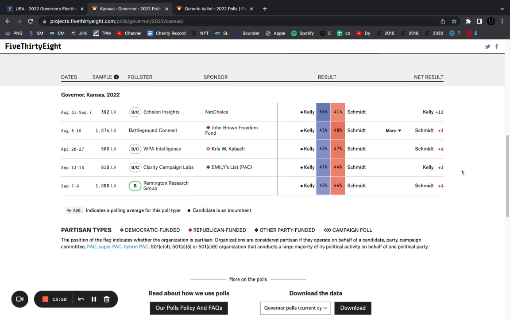I don't want to dismiss it, but it's also a Democratic poll, and you can say the same thing about these polls. Chris Kobach, a Republican candidate for maybe Attorney General, has Schmidt up by 4, and the John Brown Freedom Fund is a Republican poll.